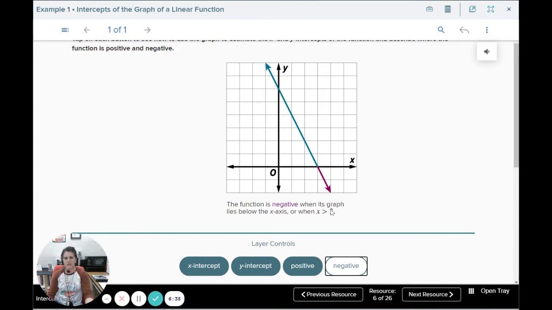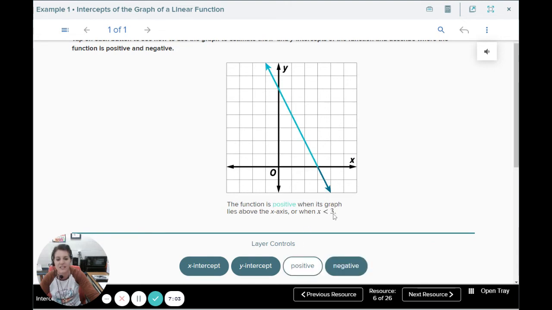Notice neither one of those included 3, because 0 is neither negative nor positive. It's just 0. So we didn't want to say that it was equal to 3. We wanted to say it was positive when it's less than 3. And it doesn't mean that the numbers are positive. Obviously, numbers less than 3 are not all positive. But we're looking at where the graph is positive. Where is this line staying above the x-axis? And it's for all of the values of x that are less than 3.